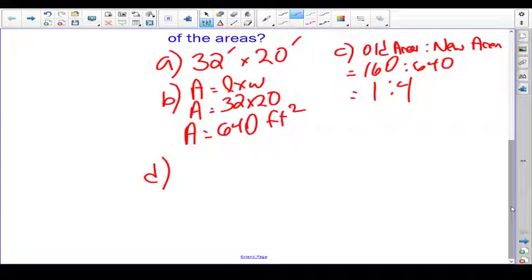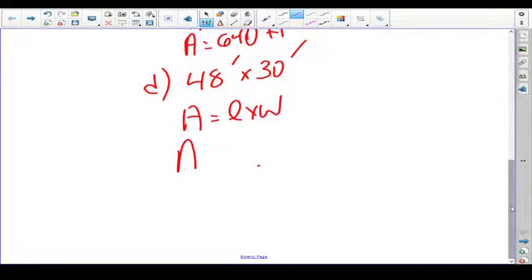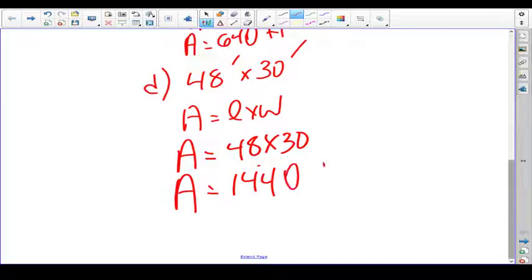Okay. Tripling. So what are the dimensions if we triple the original dimensions of the garden? 48 by 30. So 48 feet by 30 feet. Now the new area would still be length times width. And that's 48 times 30, which, if my math is okay, is 1,440 square feet.